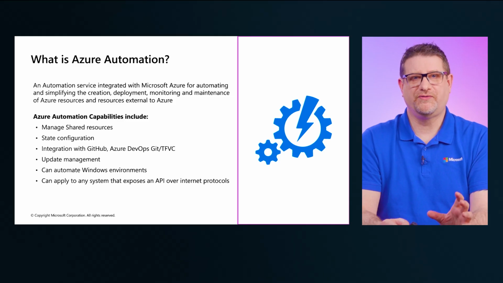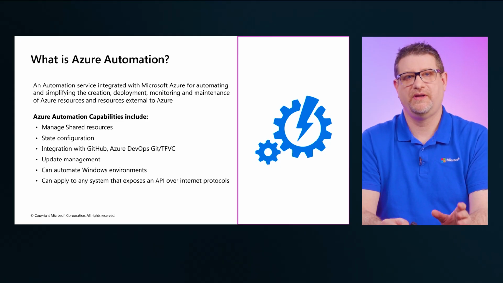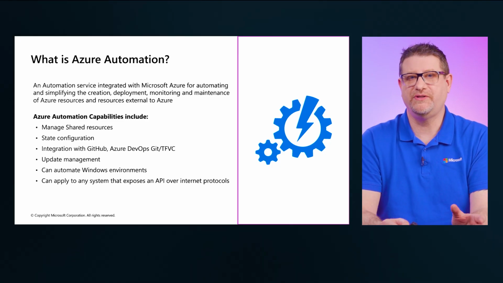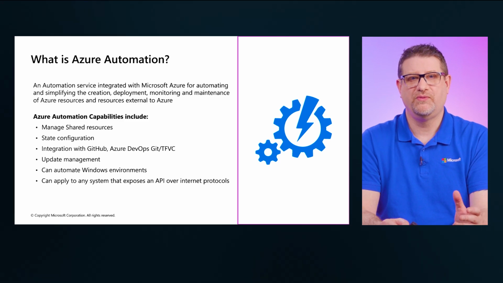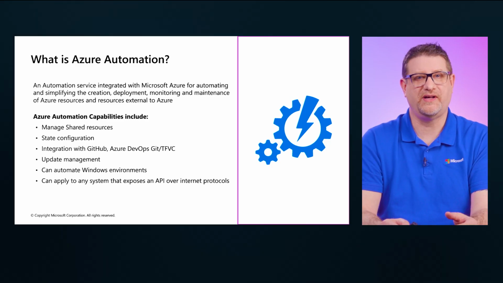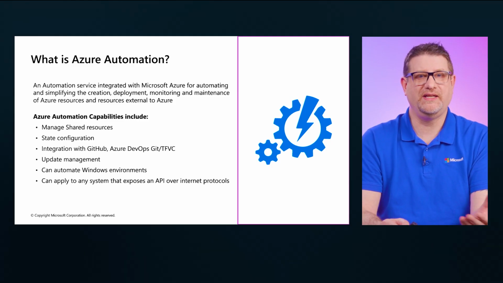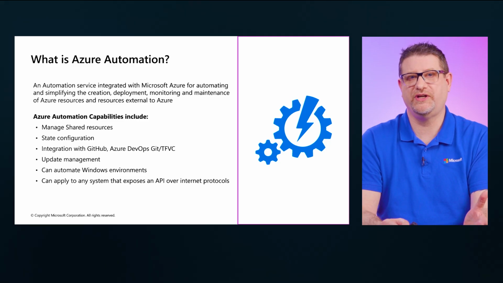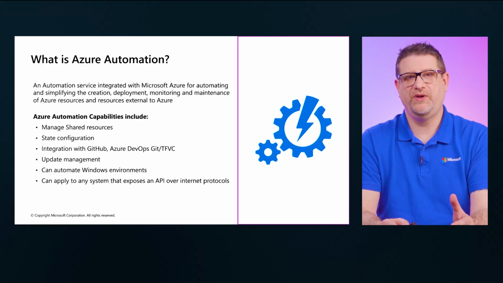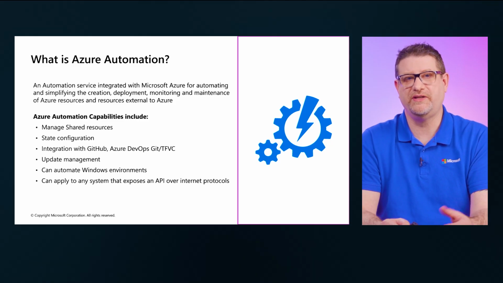Azure Automation is a powerful service in Microsoft Azure designed to simplify and automate the creation, deployment, monitoring, and maintenance of both Azure resources and those outside Azure. With Azure Automation, you can manage shared resources, automate state configuration, and integrate seamlessly with tools like GitHub and Azure DevOps. This means we can keep our environments up to date, apply updates automatically, and even manage systems that expose APIs over internet protocols. Whether you're working with Windows environments or need to automate tasks across different platforms, Azure Automation provides the flexibility to streamline operations and reduce manual effort.